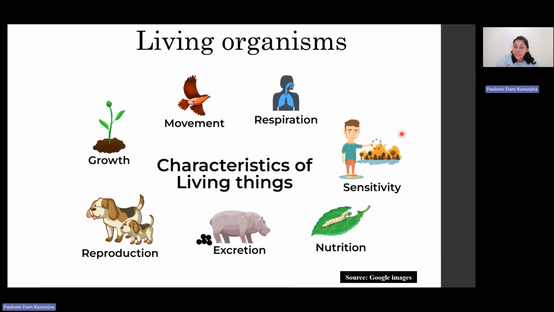So we started with living organisms. We described living organisms with these characteristics. The organism should be able to respire, should be sensitive, so its sense organs should be functioning, should be eating, so you have nutrition, and then excretion, then reproduction. They should also be growing and they should be moving.